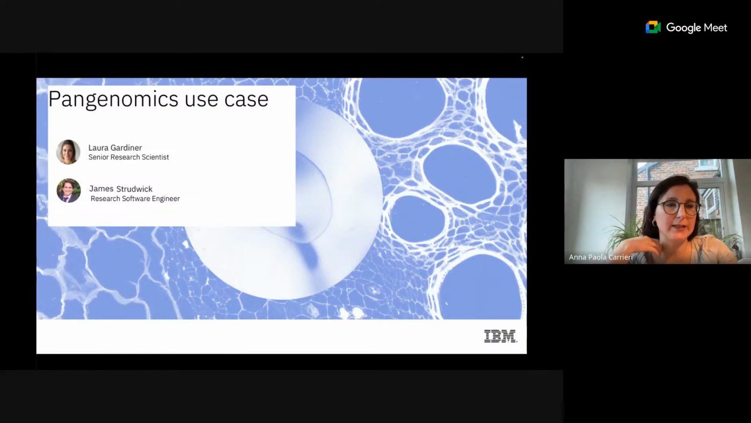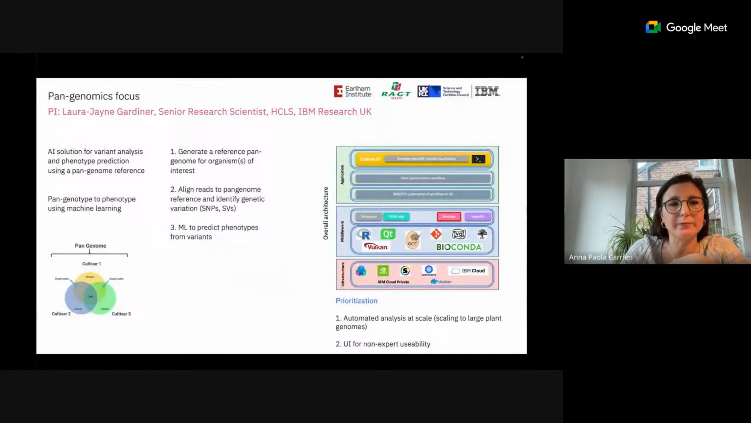The person leading the work is Laura. Both Laura and James are in my team, and they are leading the work from two different perspectives. Laura is a researcher, James is a software engineer, but Laura is currently on maternity leave. I just wanted to give a shout out. But I can explain what we are doing there at a high level.